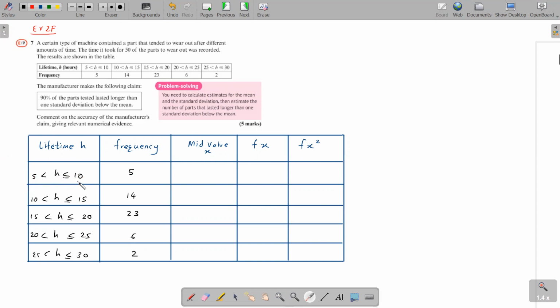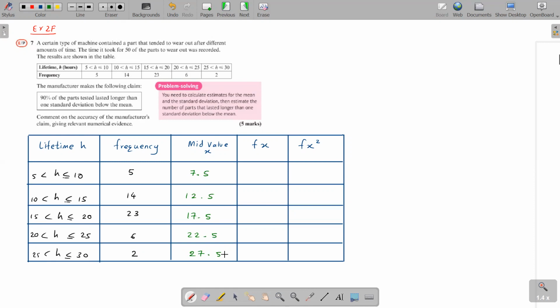So 5 plus 10 is 15, 15 divided by 2 is 7.5. To get the midpoint, add the two limits and divide by 2. 10 plus 15 is 25, divided by 2 is 12.5. 15 plus 20 is 35, divided by 2 is 17.5. Next one, 20 plus 25 divided by 2 is 22.5. Next one, 25 plus 30 divided by 2 is 27.5. All right, so we have our frequencies and our mid values.